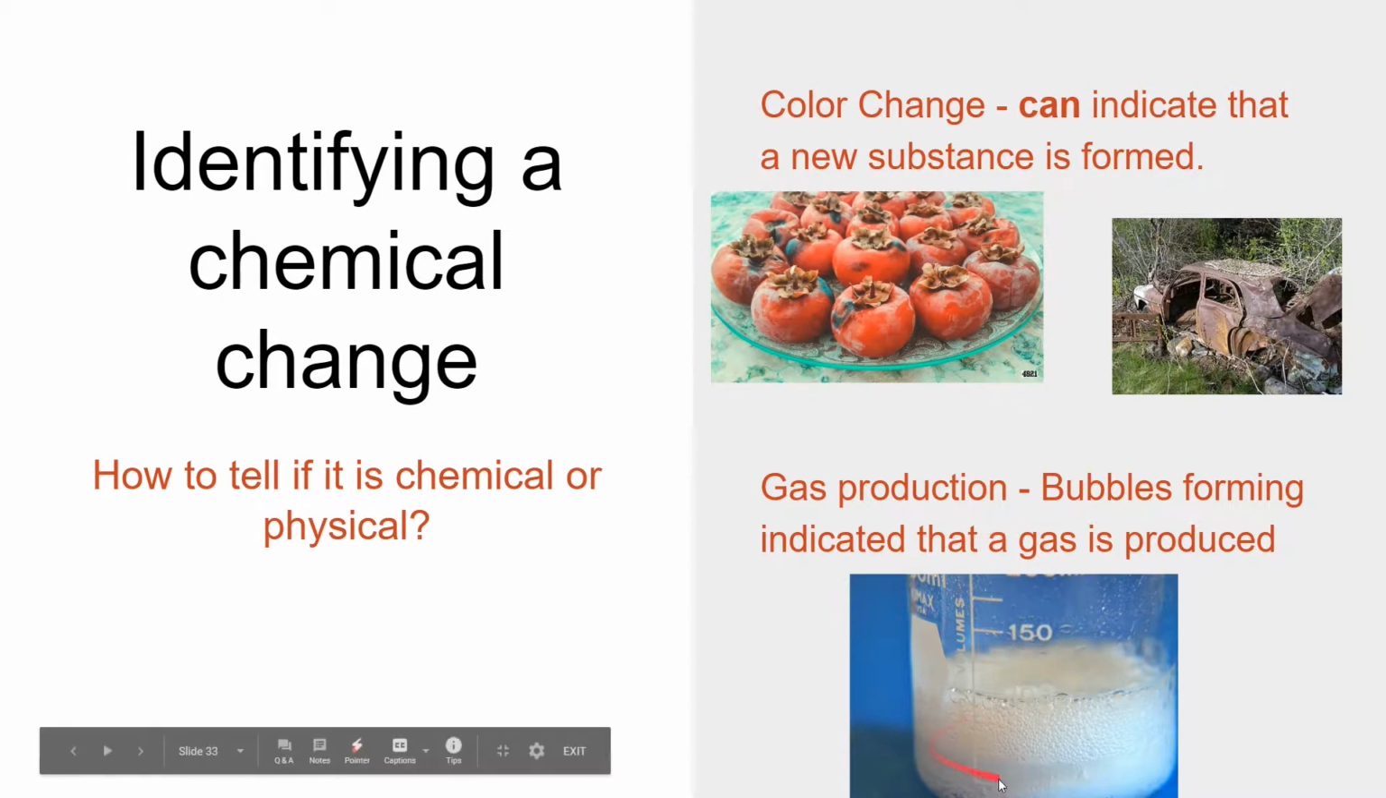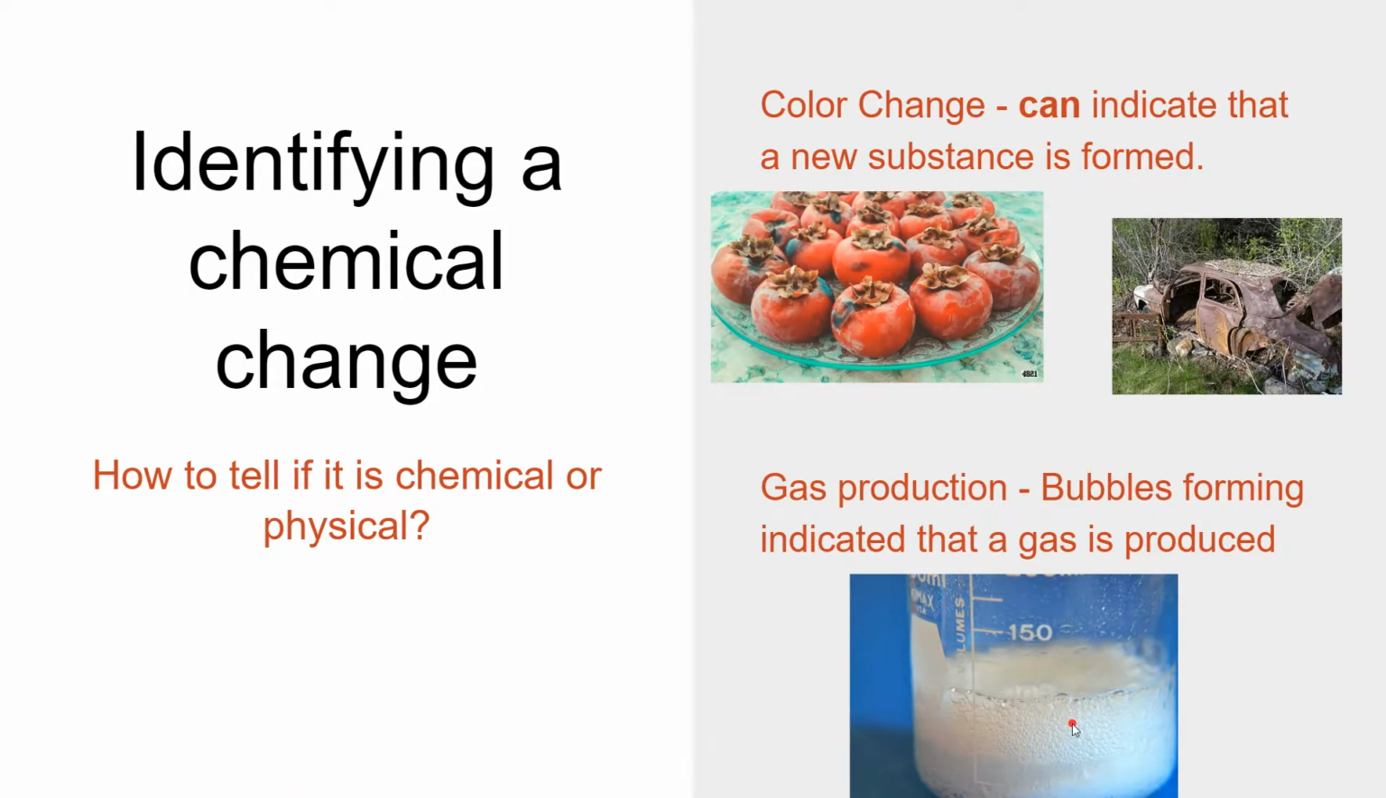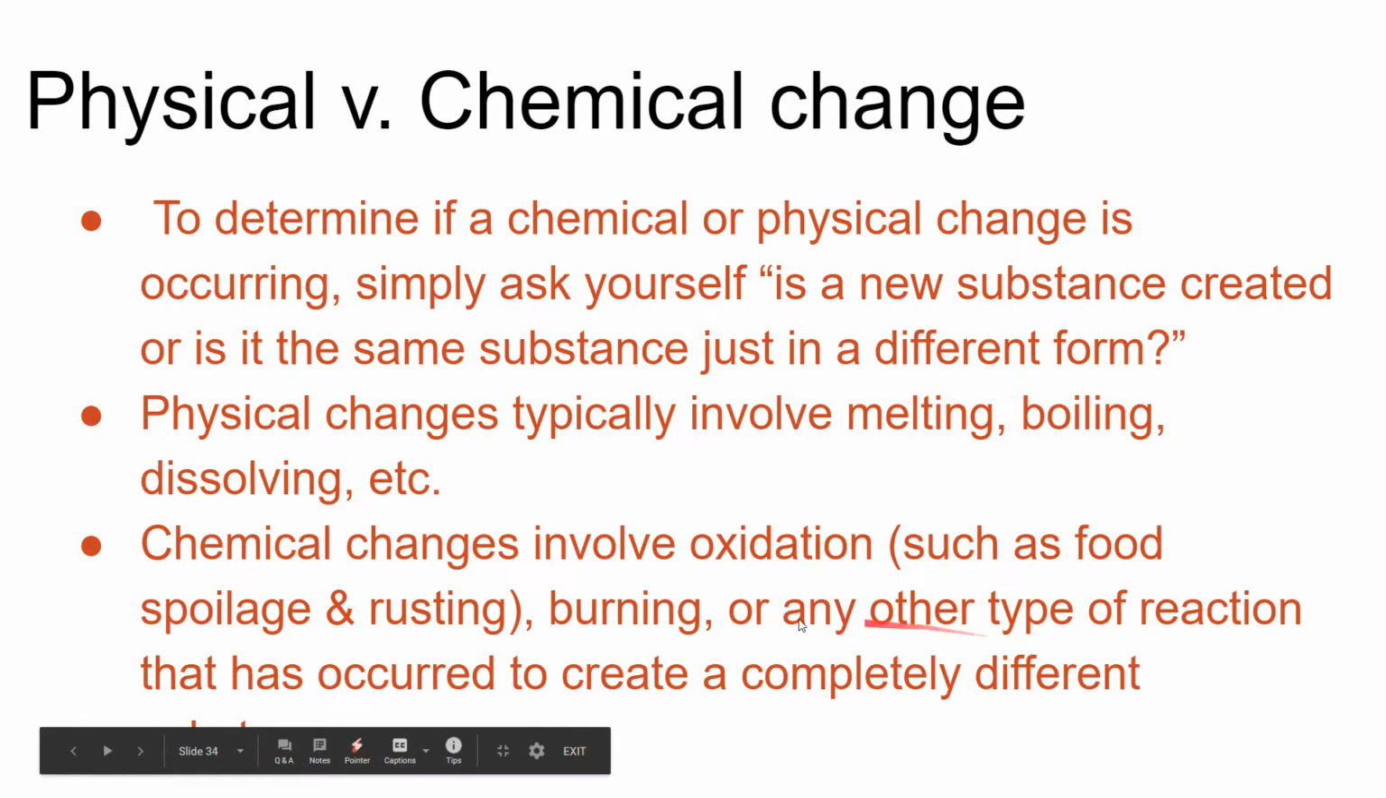Gas production. When you see bubbles forming, that's usually a good indication that a chemical reaction has occurred. If you didn't have bubbles before and now all of a sudden you do, that means gas is trying to escape, and gas has been formed.